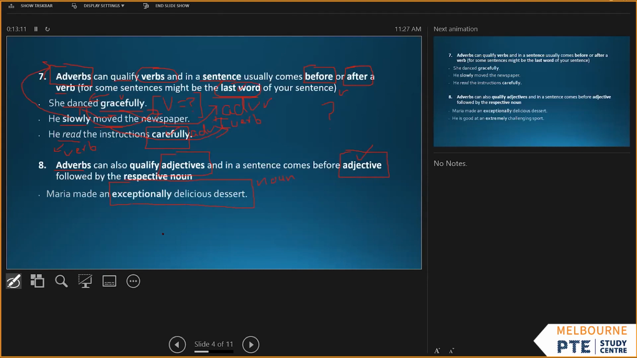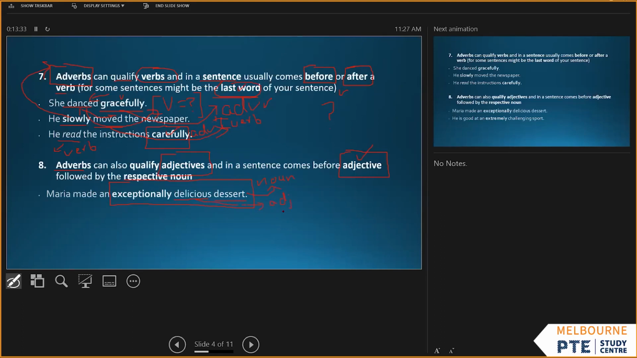Dessert is my noun. Dessert, as in you can say any sort of sweet dish, like a cake, chocolate, whatever that is. That's what you call dessert. Now, when I'm saying delicious dessert, can I call this adjective?